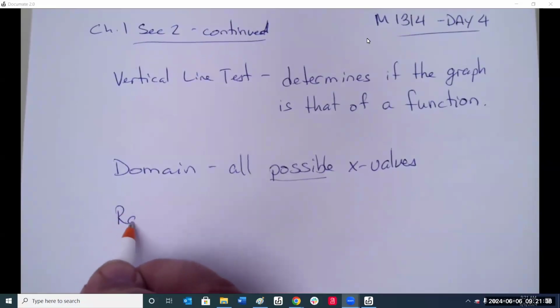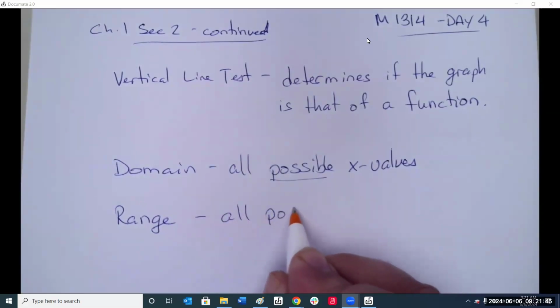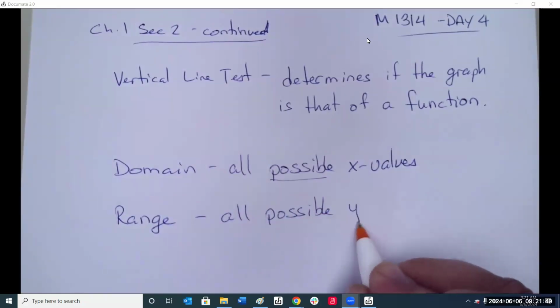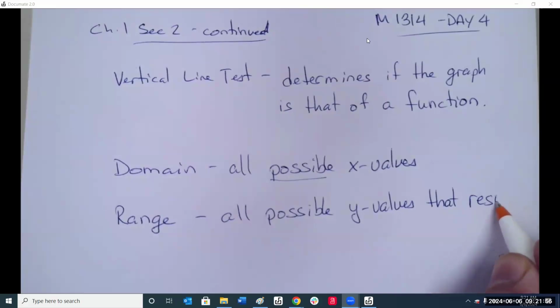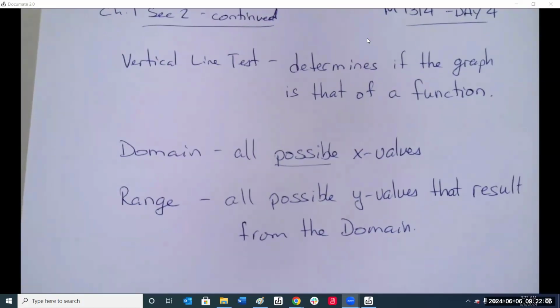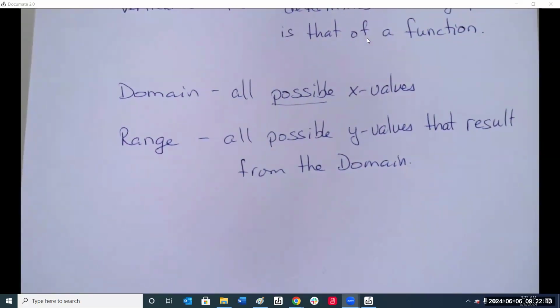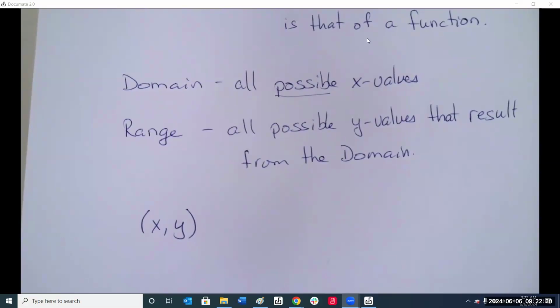And then the other one is called the range. And that one is what? All possible Y values that result from the domain. But yeah, it's all possible Y values. It sounds easy, but for some reason it gets complicated. Remember, any point on a graph is determined by an X and a Y. So we have the domain and we have the range.